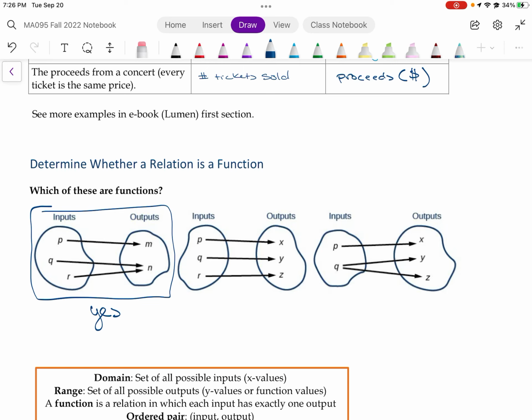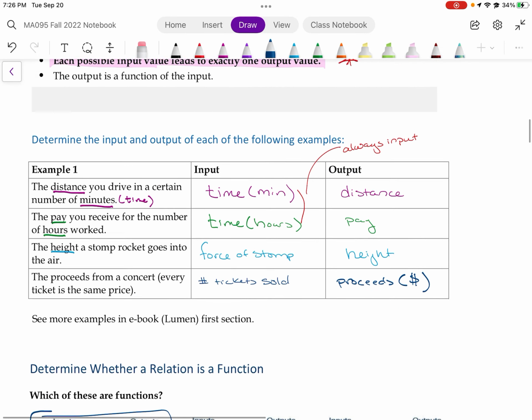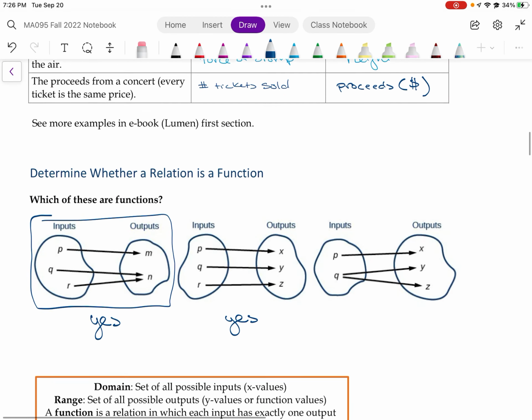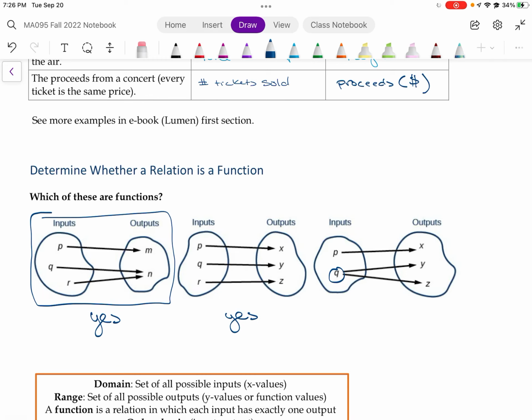The next one, every single input leads to a different output. So yes, this is definitely a function. The last one, we have P going to X and Q could lead to Y or Z. So up here, we said that each possible input leads to exactly one output. So how many outputs does this one have? Well, it has 2. How many outputs does this one have? It has 1. How many outputs does R have over here? It also has 1. It happens to be the same one as Q, but each input has 1 output. Okay, so this one is no over here on the right because this Q leads to 2 different outputs.